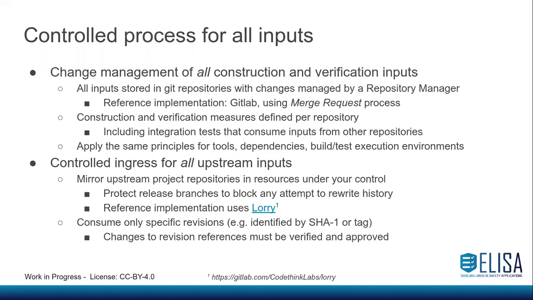And also we're consuming only specific revisions from that, so we're not consuming the latest master or the latest on a particular branch. We're identifying it by something that's going to be consistently referring to the same thing, so ideally a SHA reference or perhaps a tag. And changes to these revision references represent changes to the software that we're using. So when we make a change to those references, we actually need to verify that the software is still achieving its goals.